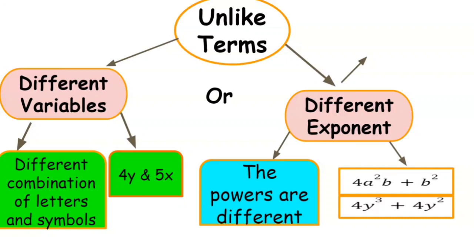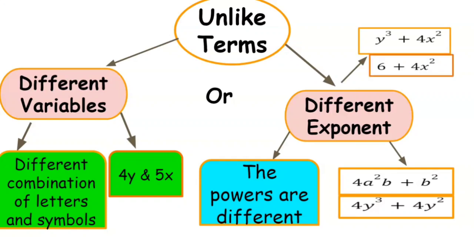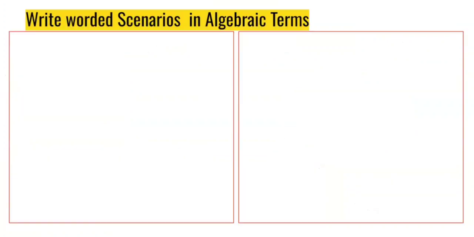Let's look at y cubed plus 4x squared. These are unlike terms. How about 6 plus 4x squared? Again, we have a constant and an algebraic term consisting of a coefficient and a variable. These are unlike terms. They can't be further simplified.